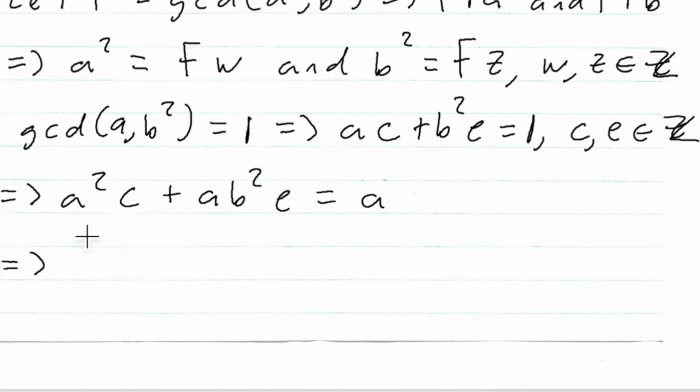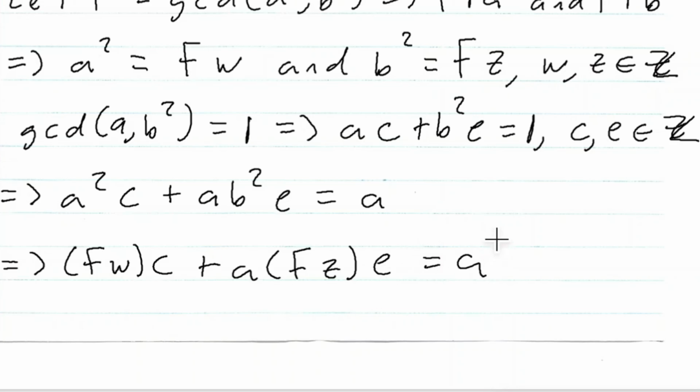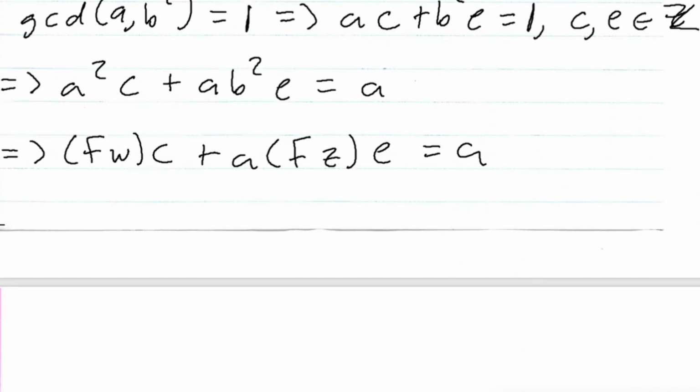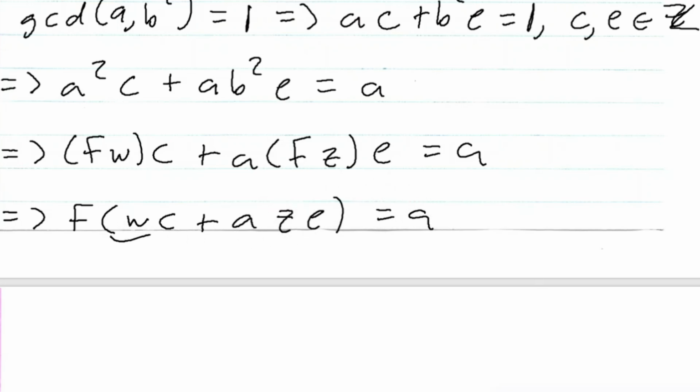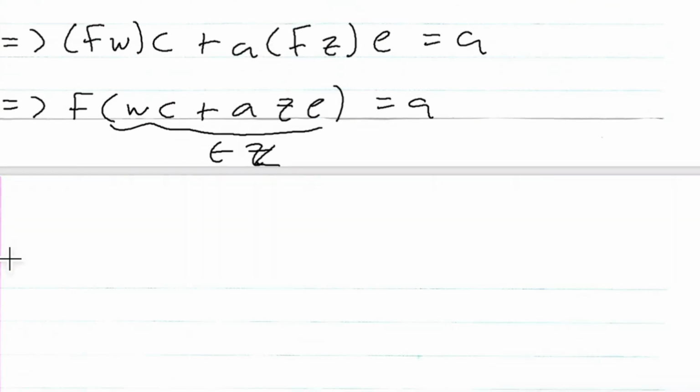And then I can substitute now, so this will be fwc plus a times fze is equal to a. Now I can factor out that f. So f times wc plus aze is equal to a. I have f times an integer is equal to a. So that means f divides a.